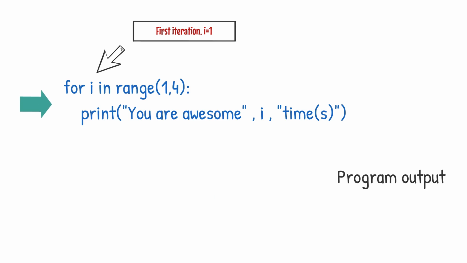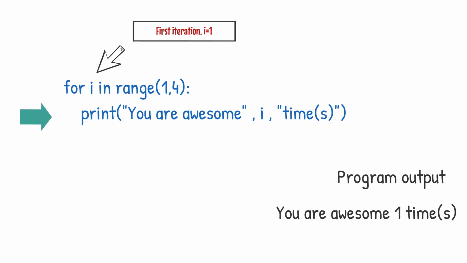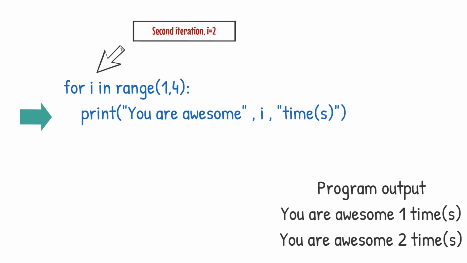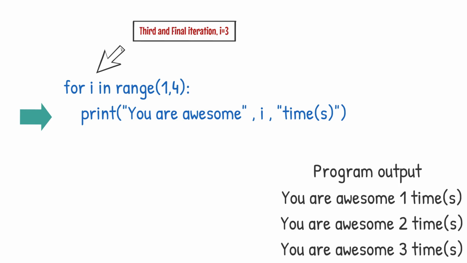So in the first iteration, the value of I is 1, and then it executes the print statement once. So the value 1 was used up in the first iteration, but the values 2 and 3 are still available in the sequence. And so in the second iteration, value 2 gets assigned to I, and then it again repeats the for block, executing the print statement again.